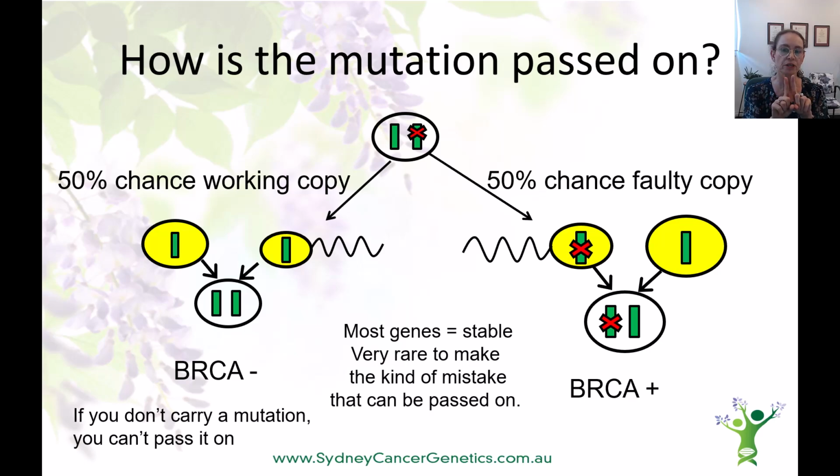This also means if there's no mistake, then it doesn't matter how many eggs, sperm, or babies you make, you can't pass on a mistake that's not there. And also, it explains why we can't go backwards. We can't say no mistake in you means there was no mistake in your mum or dad. They still have two copies. We didn't test the second copy. We just know that the version you inherited, the versions that you could pass on, are working fine.